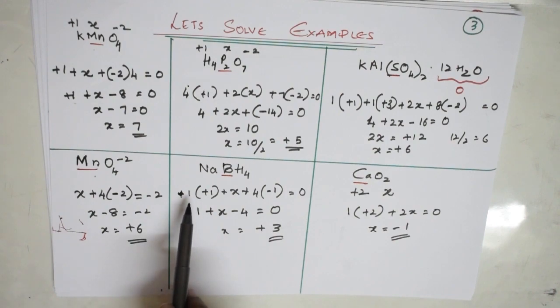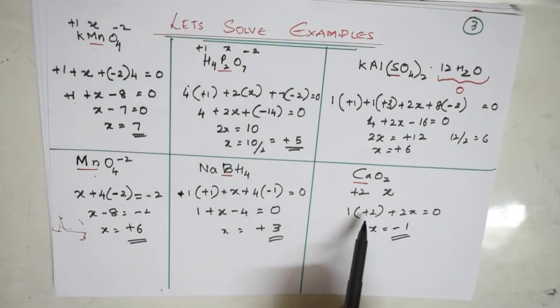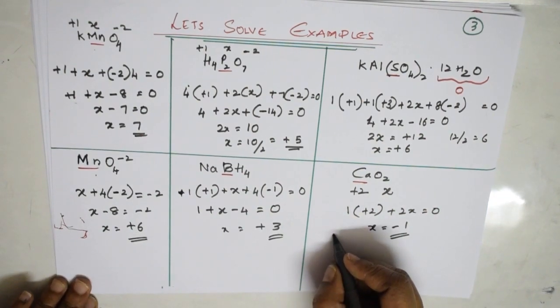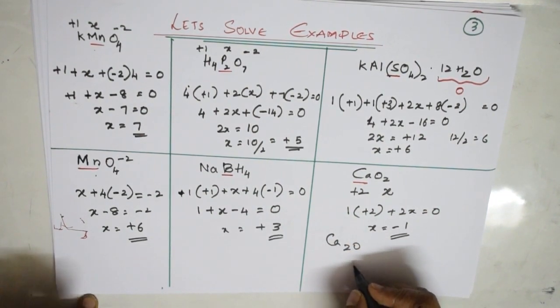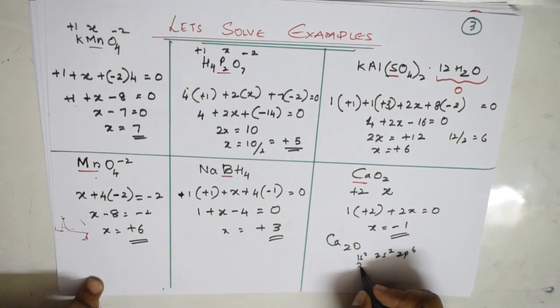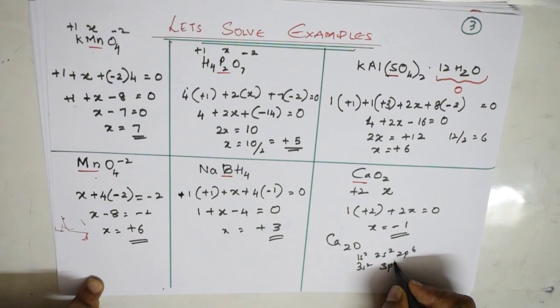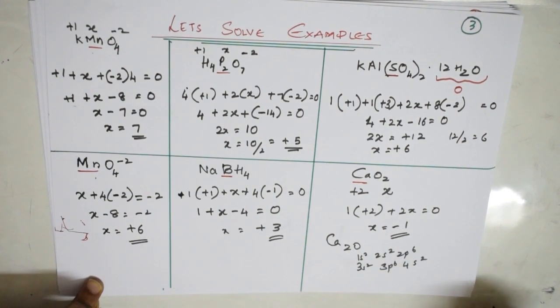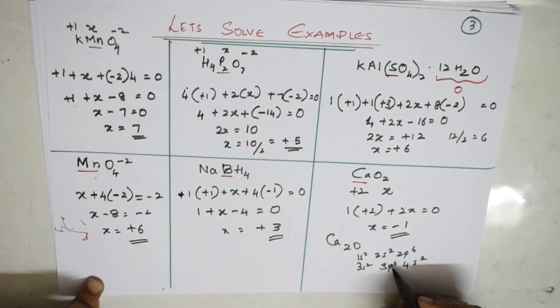Always write the number of atoms outside and the oxidation number inside. How to calculate oxidation number? Once again I'll tell you. Calcium atomic number is 20: 1s2, 2s2, 2p6, 3s2, 3p6, 4s2. Correct? So here 6, 7, 8, 9, 10. Okay, 10 plus 10, 20.